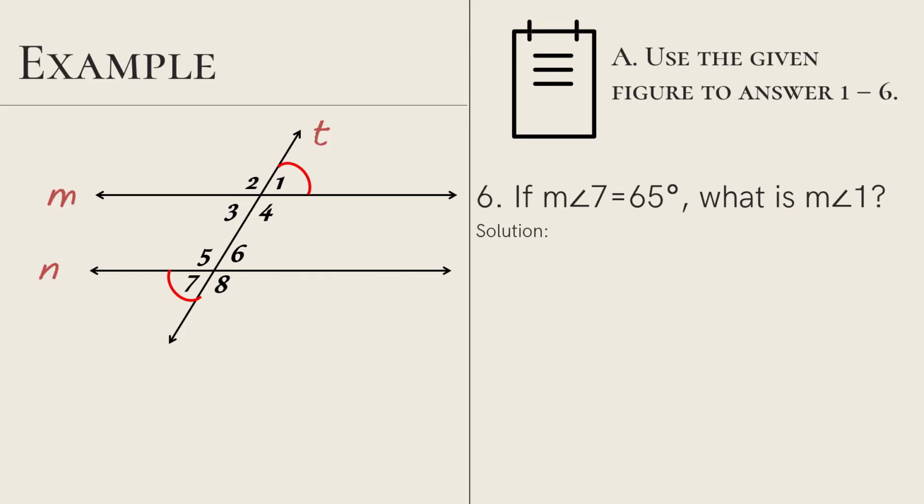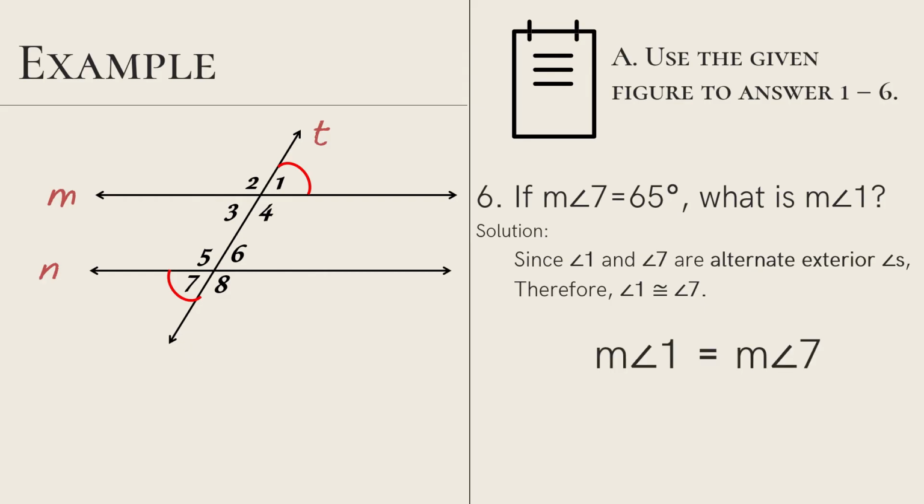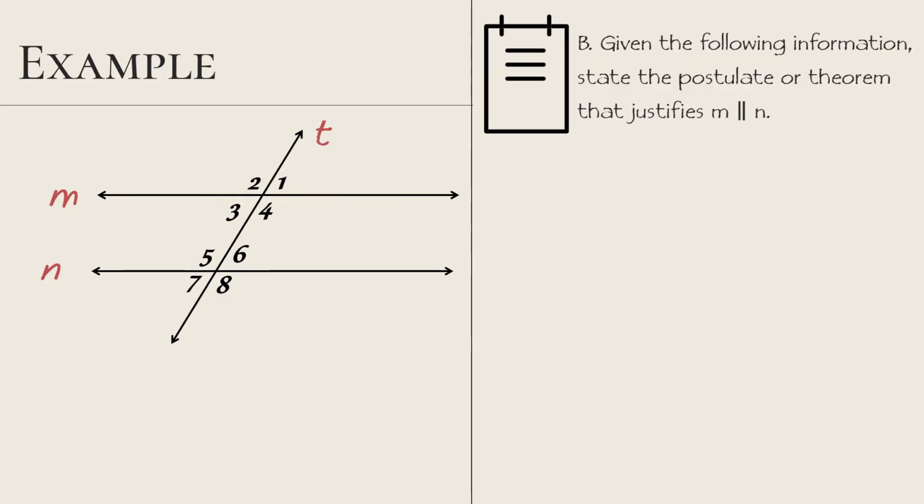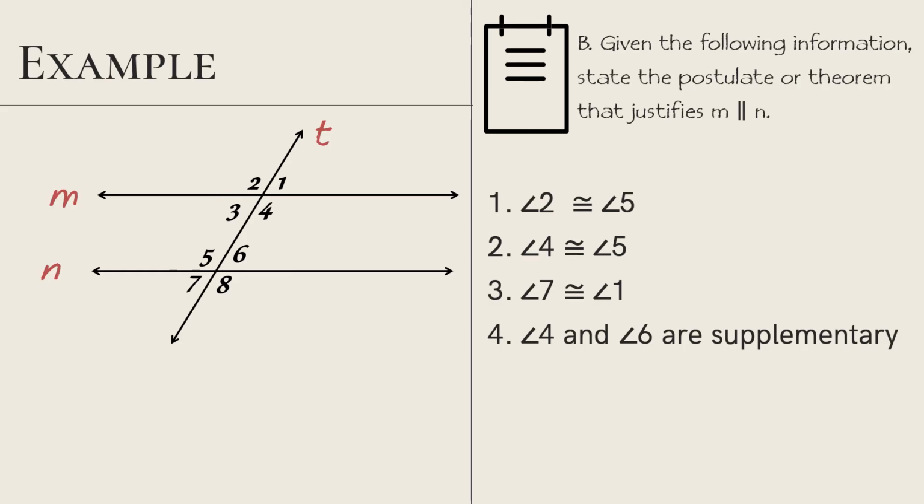That's great! Angle 1 and angle 7 are alternate exterior angles, and alternate exterior angles are congruent. Therefore, the measure of angle 1 is also equal to 65 degrees. We now proceed to the second part. We have to state the postulate or theorem that justifies M is parallel to N, given the same figure.